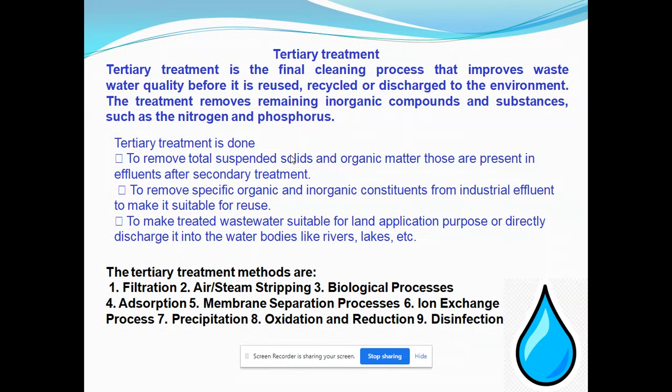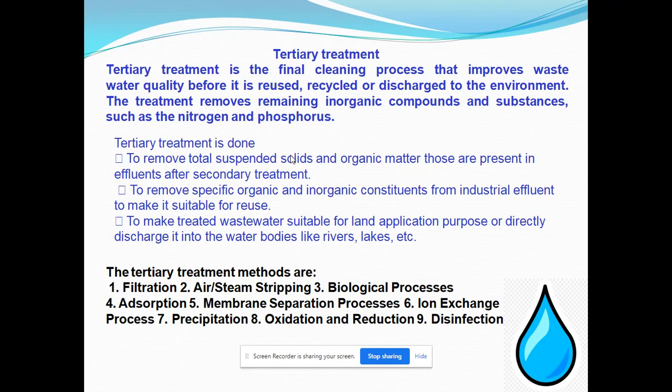Tertiary treatment is basically done to remove total suspended solids and organic matter that are present in effluents after secondary treatment. It also removes specific organic and inorganic constituents from industrial effluent to make it suitable for reuse, to make treated wastewater suitable for land application purposes or to directly discharge it into water bodies like rivers, lakes, etc.